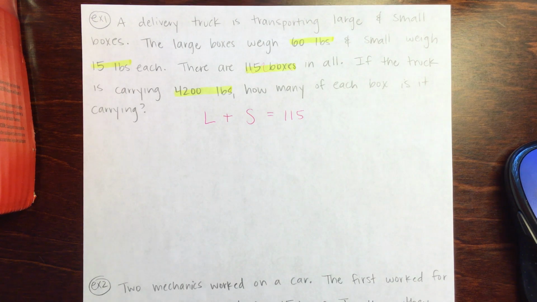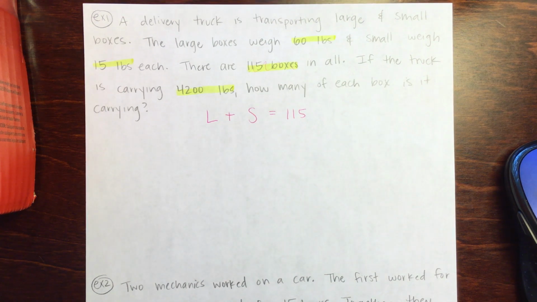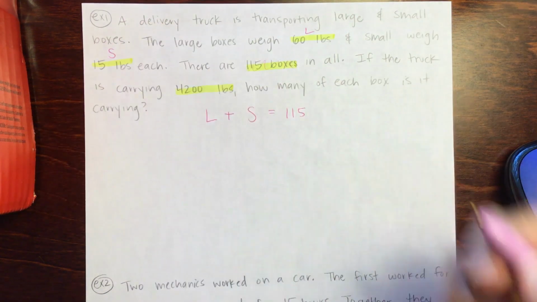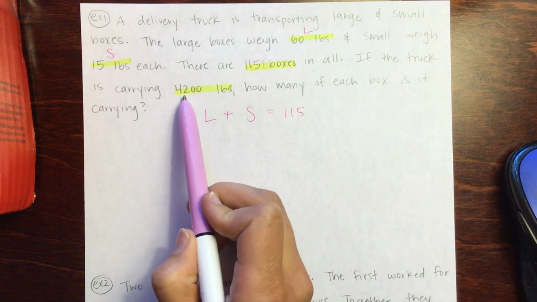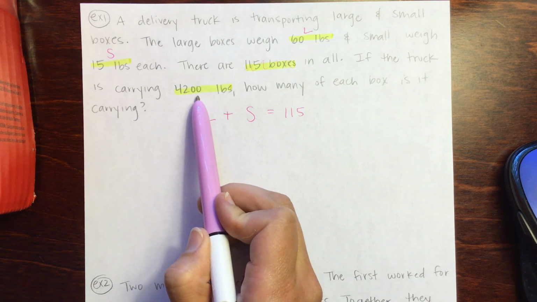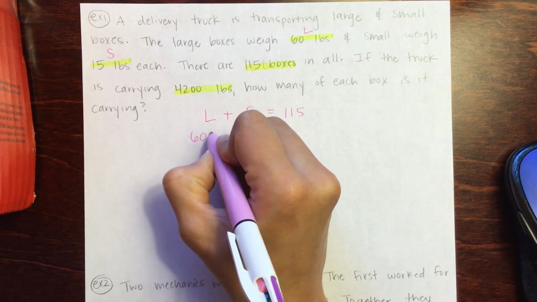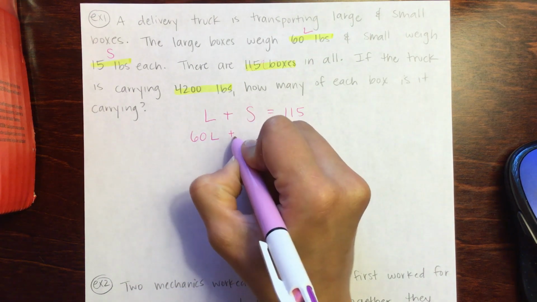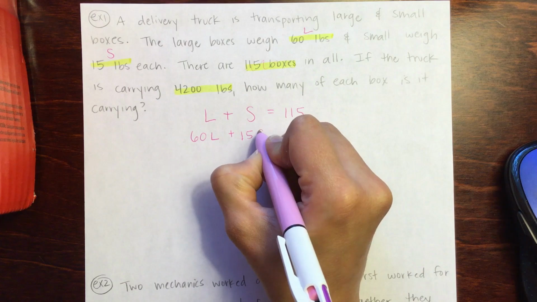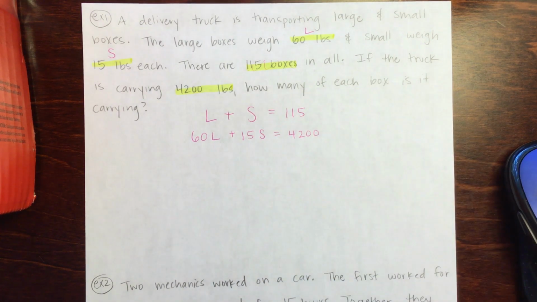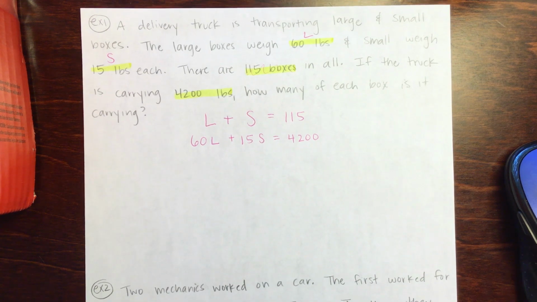Let's try and combine all these pounds together to create our second equation. So 60 pounds is our large box, 15 pounds is our small box, and there's a total of 4,200 pounds. So 60 pounds times each large box plus 15 pounds times each small box is going to give me my total poundage in the box. There we go. We created our two equations.